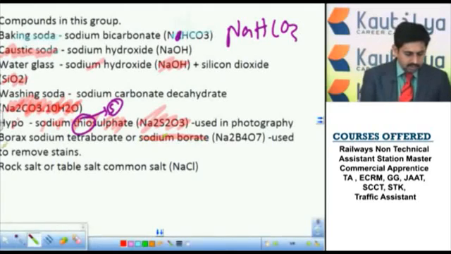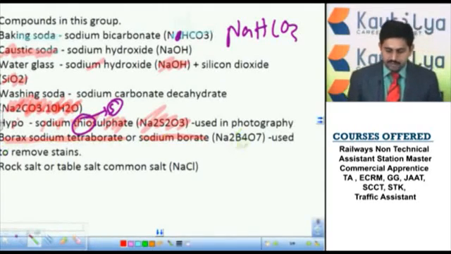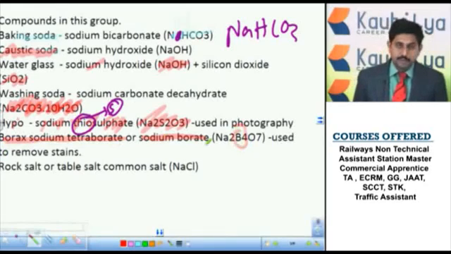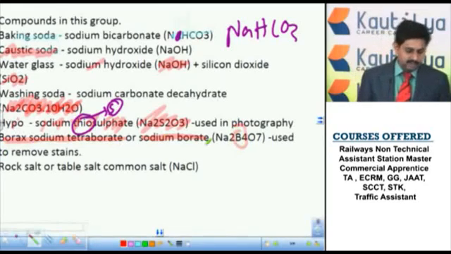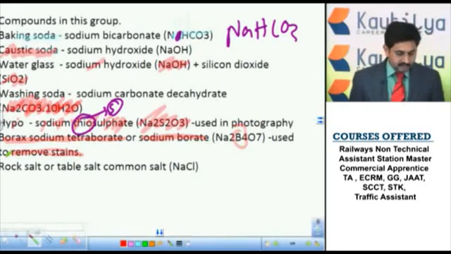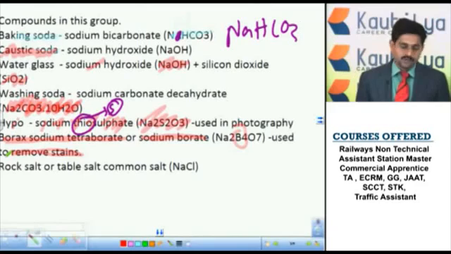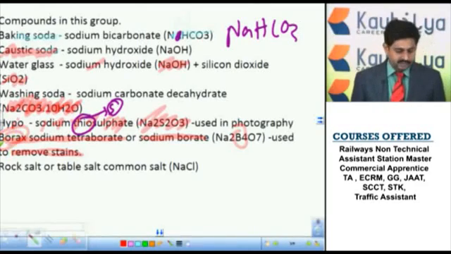Next, borax, sodium borate or sodium tetraborate. Tetra means 4, so it has 4 borons. It is one kind of salt, and it is useful to remove stains. We can also discuss this in the case of the boron family, because borax concerns the 13th group element. We can discuss it there also.